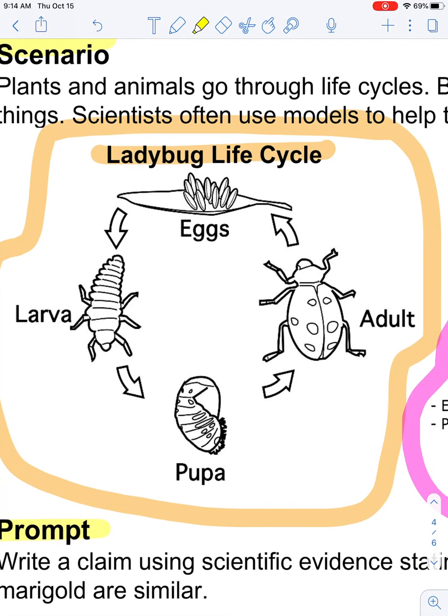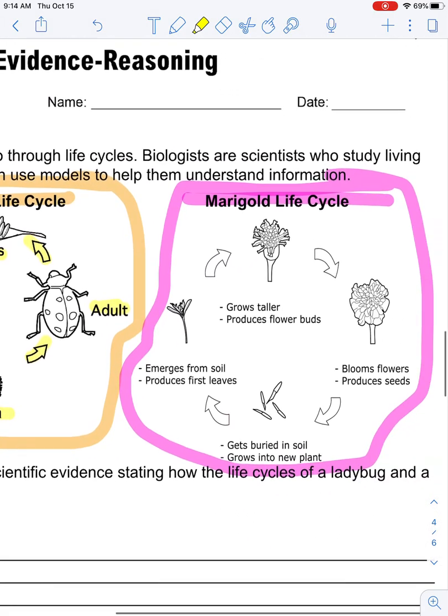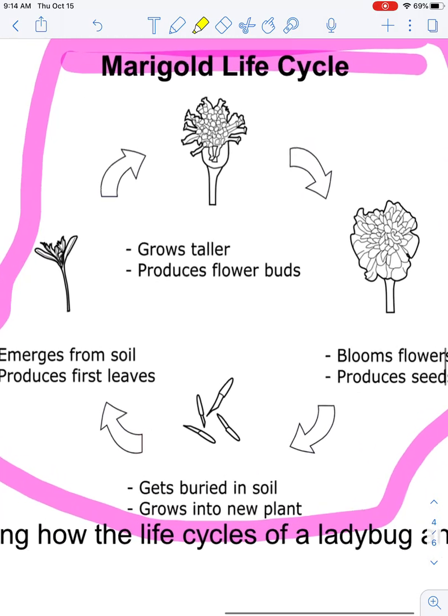Ladybug Life Cycle, I see that there are 4 stages here. There's eggs, and then my arrow takes me to larva, and then the arrow takes me to pupa, and then it takes me to adult, and then again, it takes me back to eggs, which means that adult must lay eggs. So I can see that there's a life cycle here. This is the ladybug's life cycle, 4 stages. Now I'm going to go look at the second life cycle it's given us.